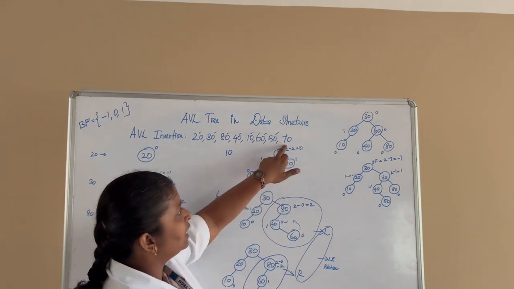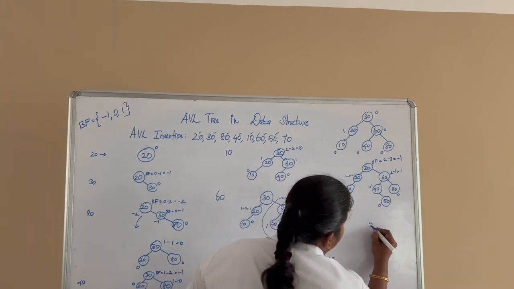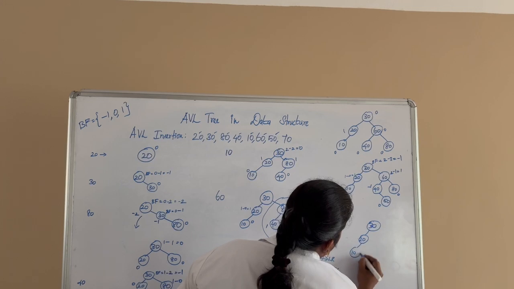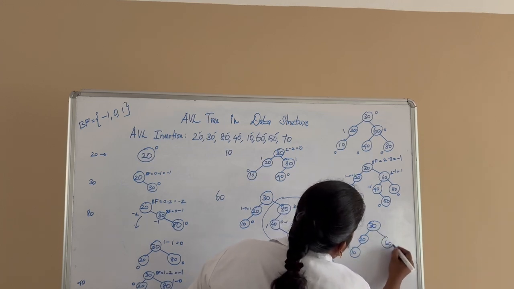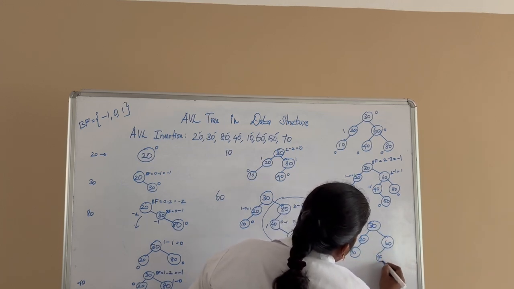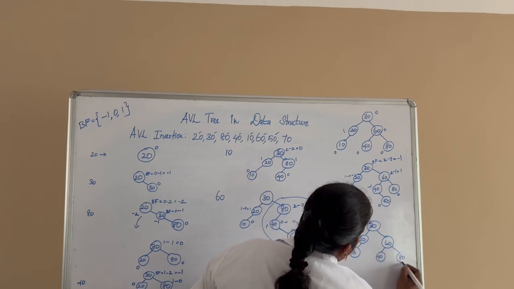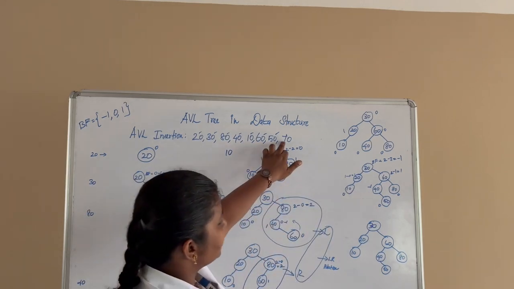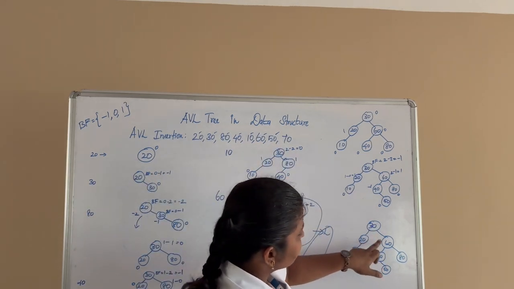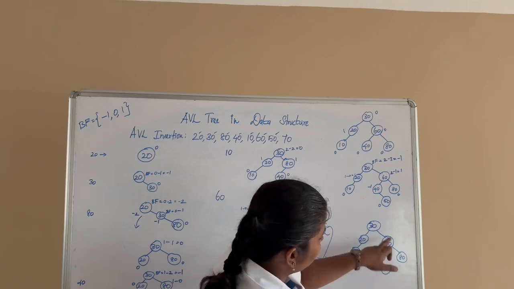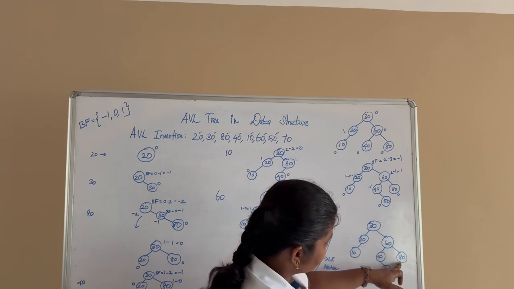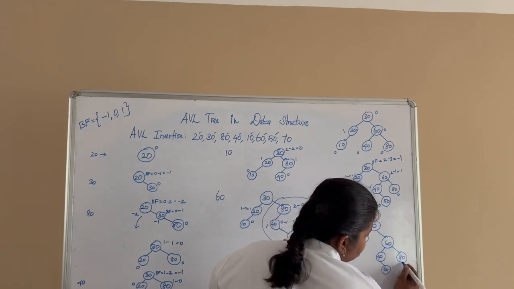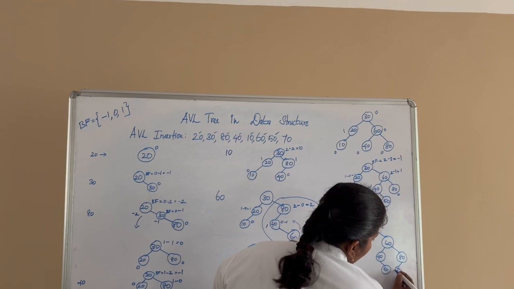Next we have to insert the last node, 70. So 30, 20, 10, 60, 40, 80, 50. Now where will 70 be inserted? So 70 is greater than 30, 70 is greater than 60, and it goes towards the right subtree of 60. So we have to check 70 with 80. 70 is less than 80. So it is placed as a left child of 80.